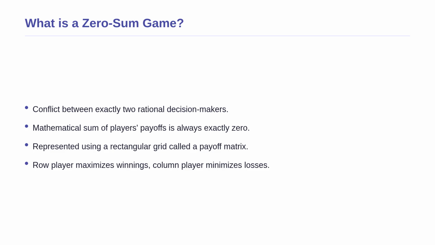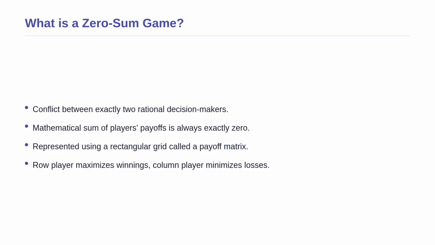In game theory, a two-person zero-sum game is a mathematical model representing a conflict between exactly two rational decision makers. We call them players. The term zero-sum means that the mathematical sum of the players' payoffs is always exactly zero for every possible outcome. Whatever player A wins, player B must lose, and vice versa.